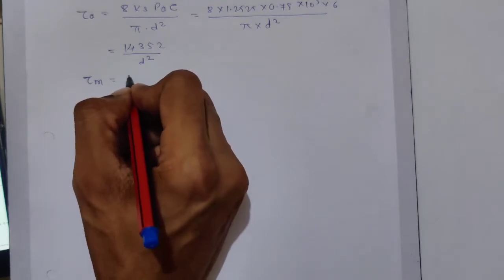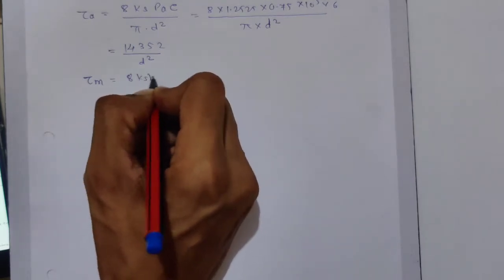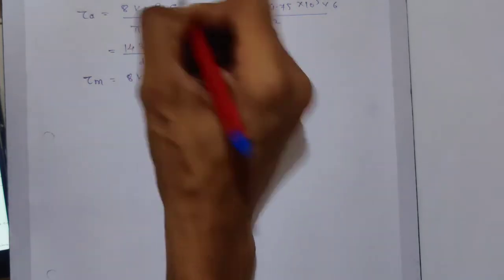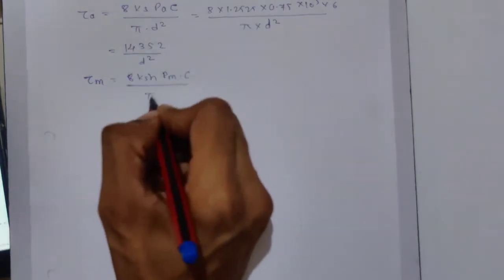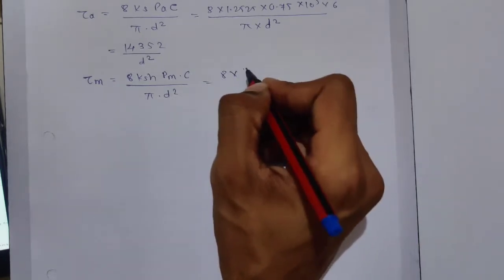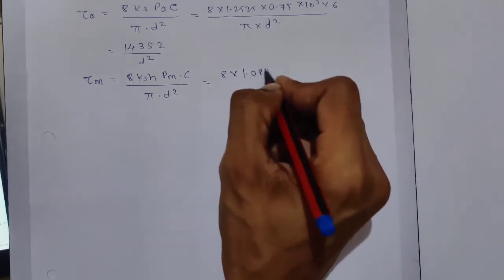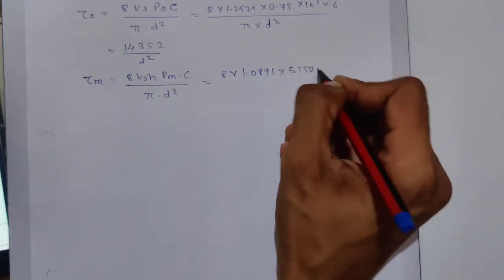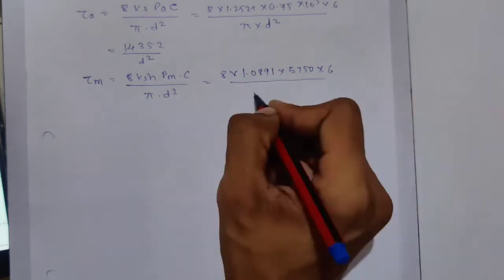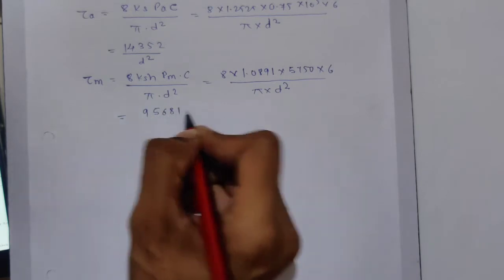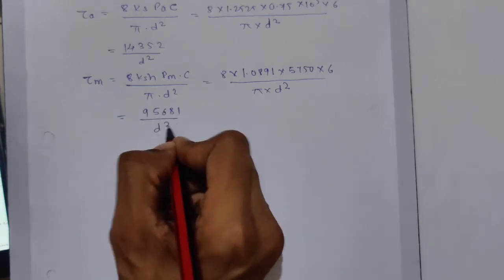Then tau mean value is 8 KSH P mean C upon pi d square. So it is 8, KSH value is 1.0891 into 5750 into 6 divided by pi into d square, and you will get a value of 95681 upon d square.